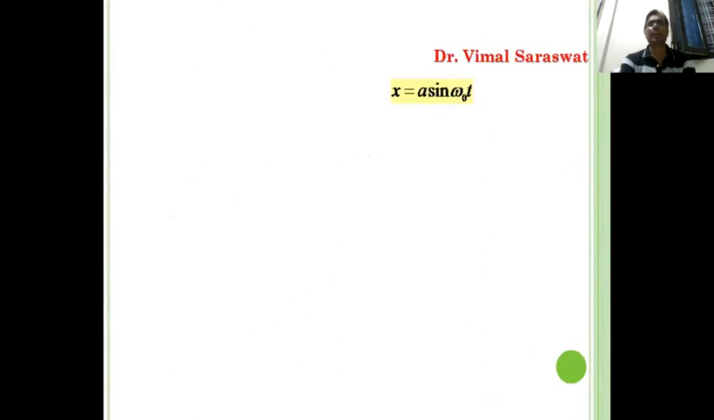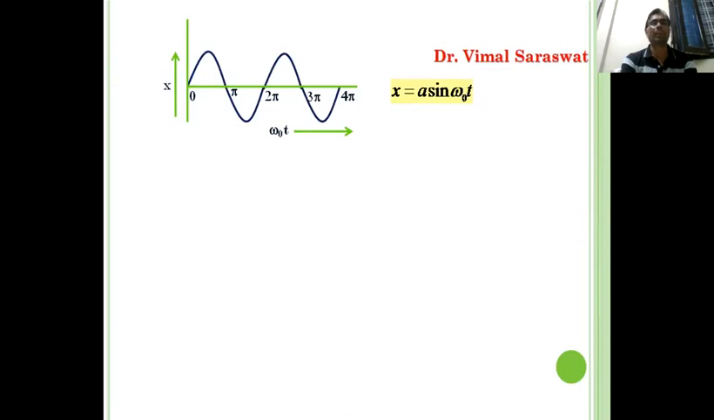Now position x is equal to a sin omega naught t, and we want to plot a graph between position and omega naught t. So these are the values of omega naught t. When we put omega naught t equals to 0 here, then sin omega naught t will be 0. It means the position will be 0. And when omega naught t is equal to pi, then again x is equal to 0. But when omega naught t is equal to pi by 2, then x is equal to maximum. So the graph between position and omega naught t is found to be like this.